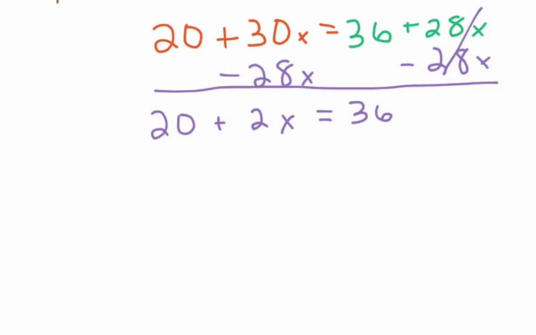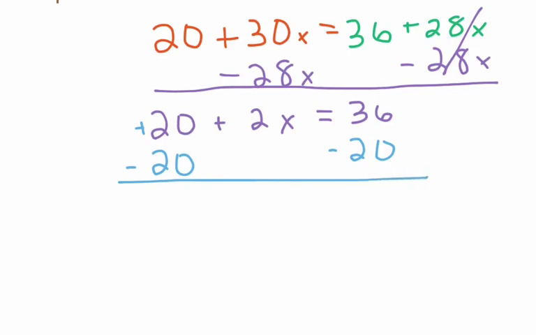So we want to go ahead and continue moving things until our variable term is by itself. That means that we subtract 20 because we remember there's an invisible plus sign in front of that 20. So to do the opposite, we subtract 20. And if we subtract 20 from the left, we must subtract 20 from the right as well. These cancel. Bring down the 2x. Make sure my equal sign is continually in a straight line. 36 minus 20 is going to give us 16.